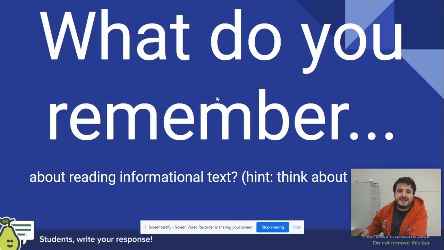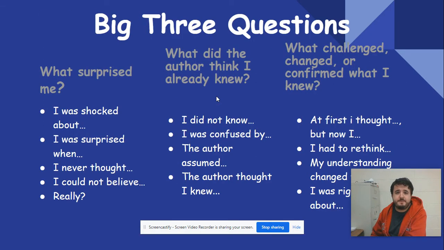So before we get into the reading, there are some directions here about making sure we're thinking about what we know regarding informational text. There's a review of the big 3 questions that we talked about at the beginning of Module 1. Remember that this first one is, what shocked me, what surprised me. These are things that make you think, I was shocked, I was surprised, I never thought. And we mark these with an exclamation point in our text.